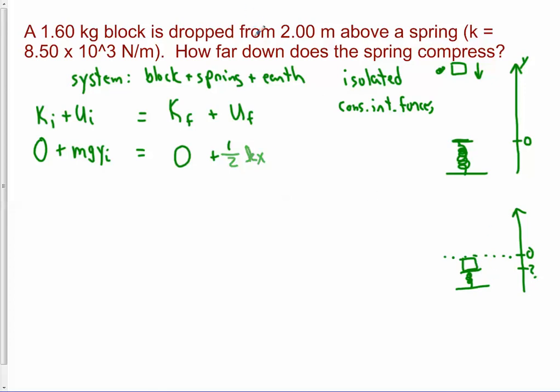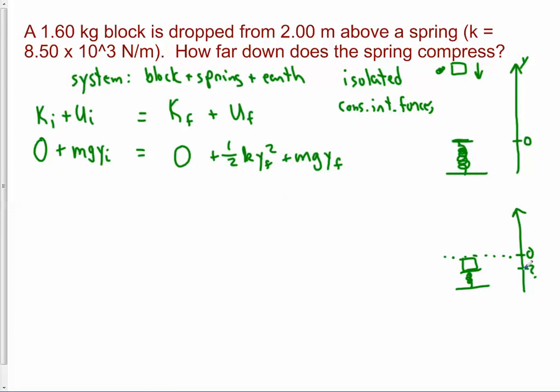So 1/2 k yf squared. But also, there's a change in altitude, so there's gravitational potential energy as well. And actually, we went below the 0 mark. We went below sea level, so to speak. We kind of have a negative altitude here. So we actually have to include that as well, plus mg yf.